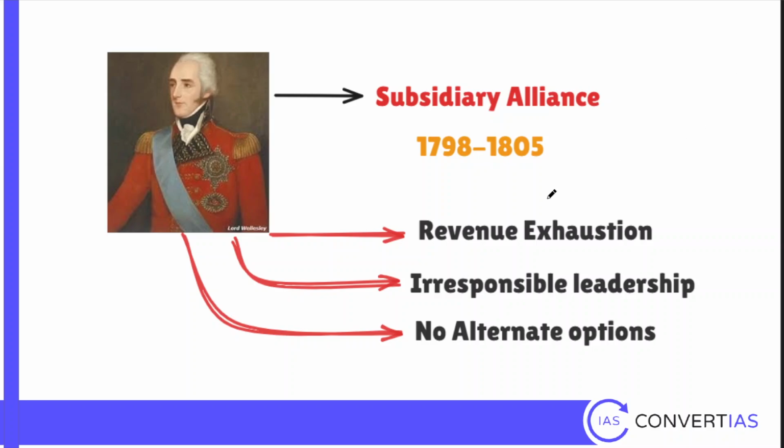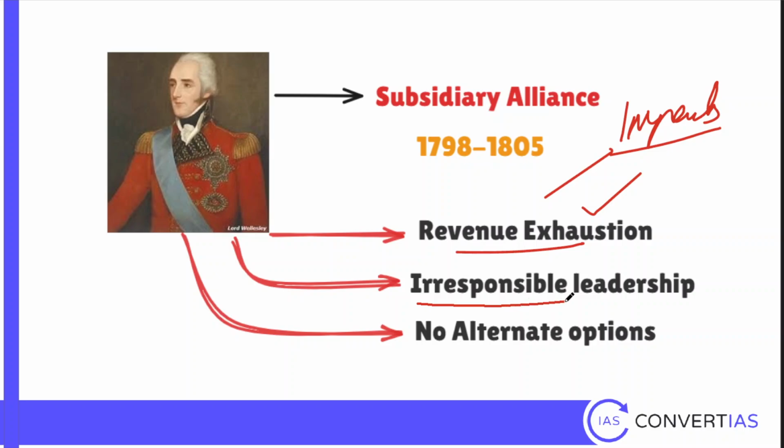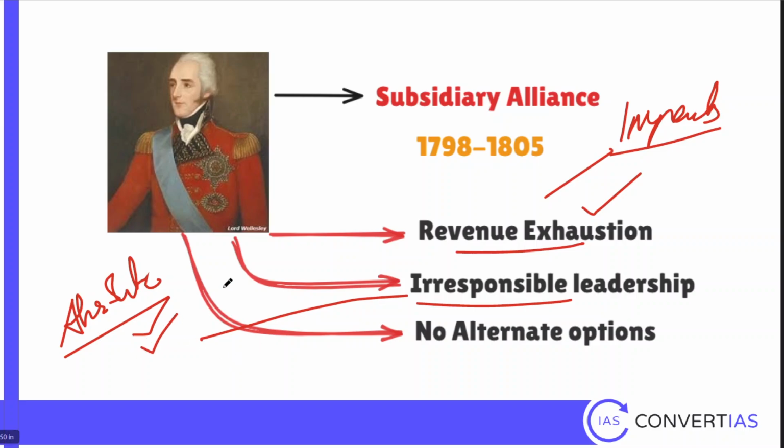These are the impacts of the subsidiary alliance system. High revenue, exhaustion of revenue. Next step, the leadership is getting irresponsible. Because what is happening? You don't have absolute power. Your foreign relation is getting controlled by the British. Your revenue right is getting compromised by the British. The British troops are in your country. So you don't have any absolute power. So you are becoming irresponsible. The princely states are getting irresponsible.